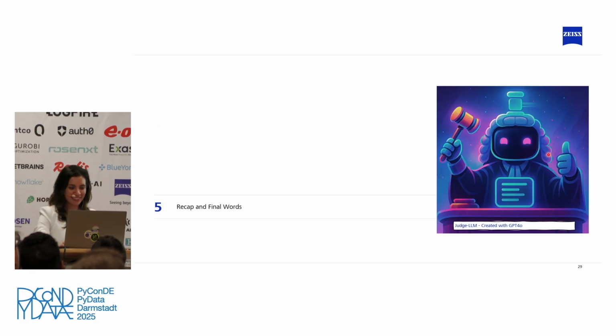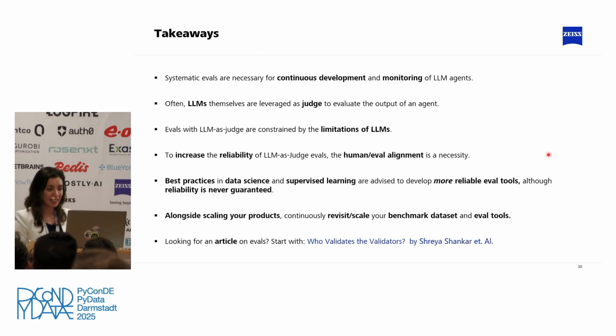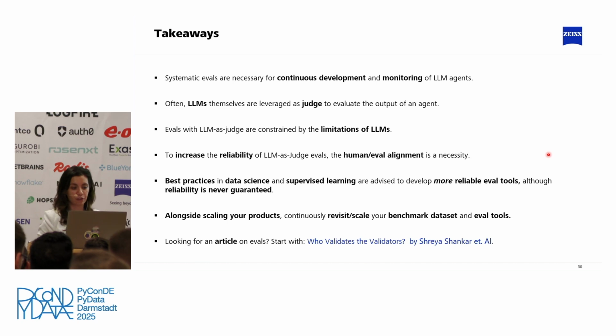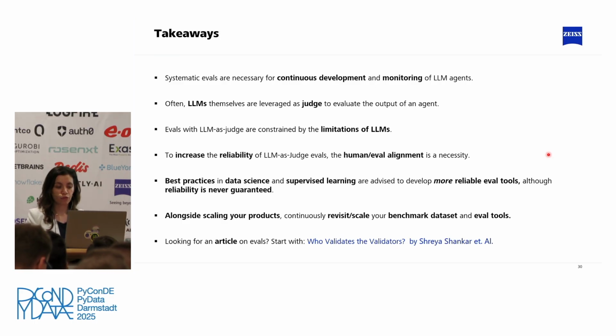This was a lot of content. This brings me to the recap and my final words and takeaways. Here's what I think. I think systematic evals are a necessity if we are talking about continuous development and monitoring of LLM agents. More often than not, LLMs themselves are leveraged as judge to evaluate the output of an agent, which means that these evals would have the same limitations as the LLMs. To increase the reliability of LLM as judge, human eval alignment is necessary.